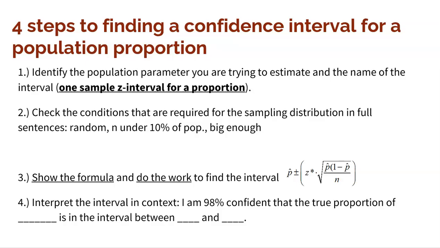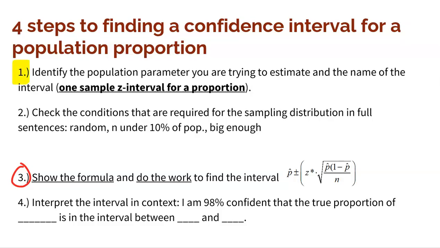Now, there are 4 steps to actually finding a confidence interval. So if you're asked on the AP exam, how do I actually build the interval, the actual building of the interval is step 3. That's where you use the formula I just showed you and do the work to find the interval. But there are 3 other steps that are just as important.